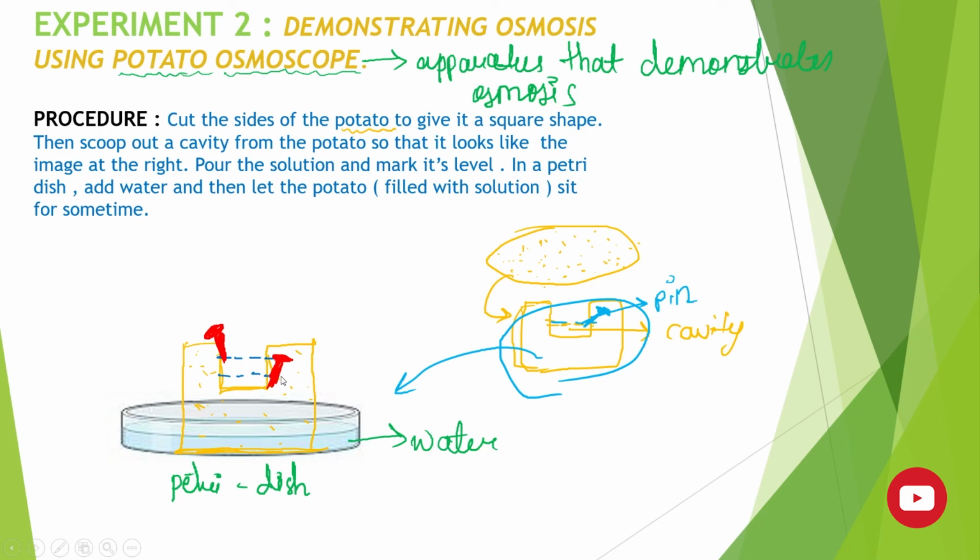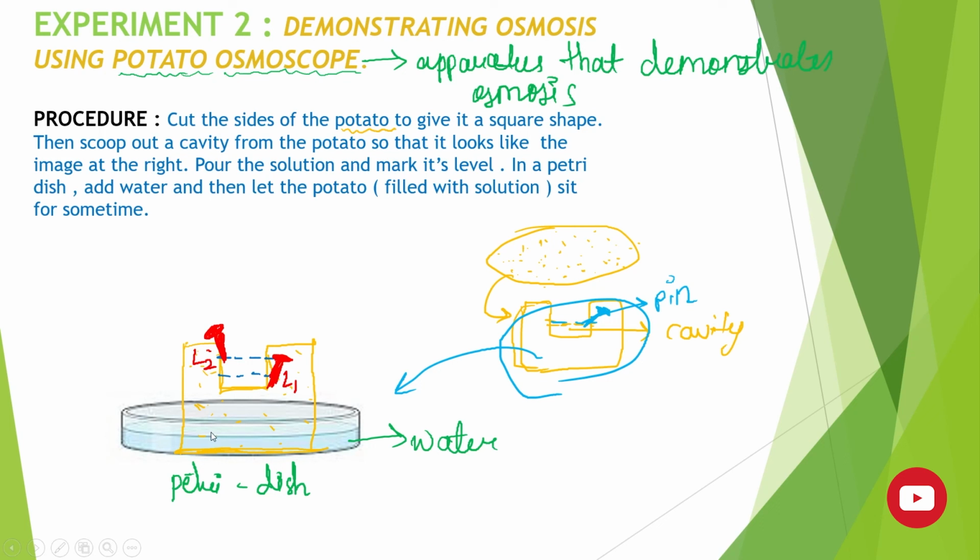This is level 1 and this is level 2. So there's a change in the level of solution, and to be precise, there is a rise in the level of solution. Why is this rise happening? Because of osmosis. Very simply understood. How is osmosis taking place and why?